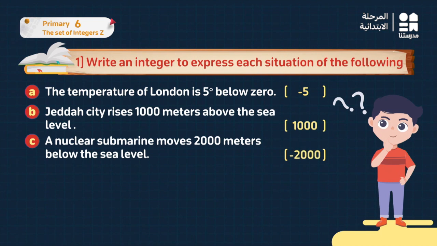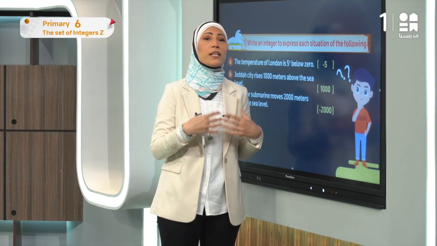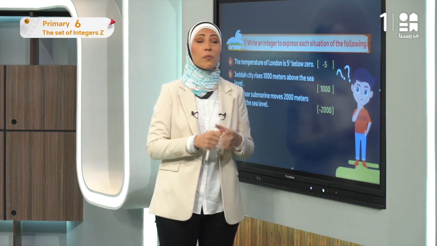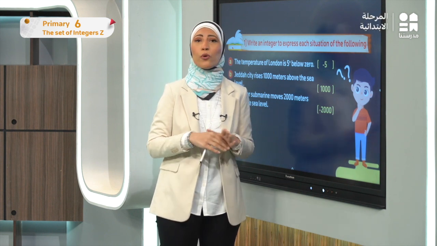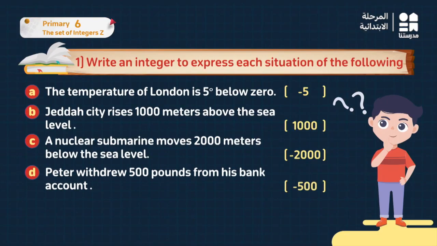If you look here, I'm using 1,000 as a positive integer. I didn't write a plus sign, but for the negative integers I write a minus. So minus explains this is a negative integer, but for a positive integer I don't have to write any plus. Number D says Peter withdrew 500 pounds from his bank account. Withdraw means he took 500 pounds from his account. So he took from his account 500, so it's a negative 500.